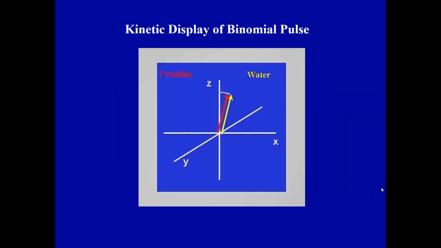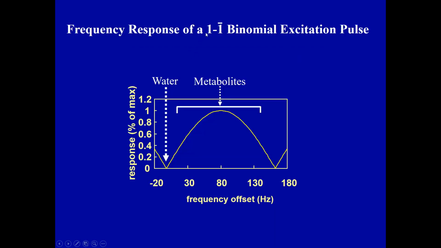Here's a movie of it. We have both vectors going together. Now during the time delay, the water stays put, and we rotate minus 45 degrees. There they go. So again, I'll show it one more time. They move, okay. Creatine's precessing, and now they move back. In this case, a 1-1 bar pulse has a frequency profile that looks like this.